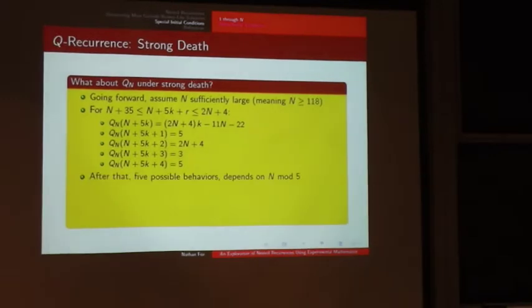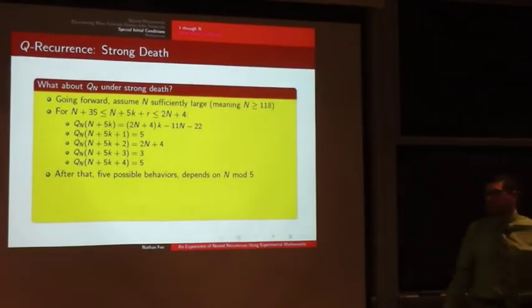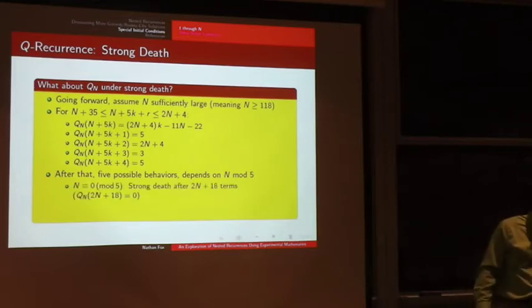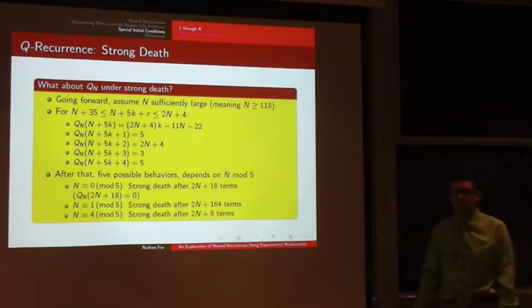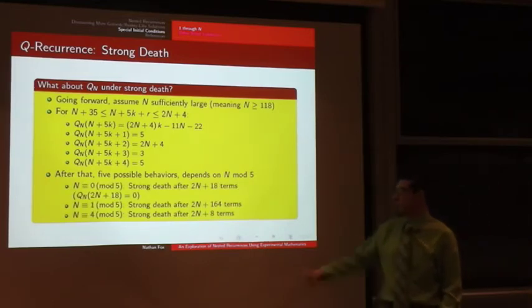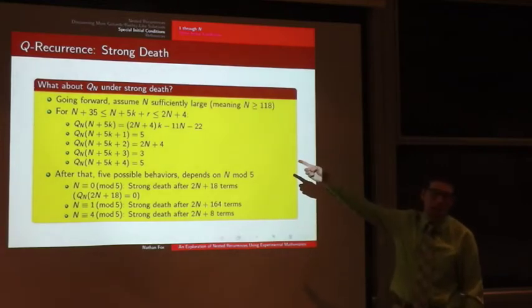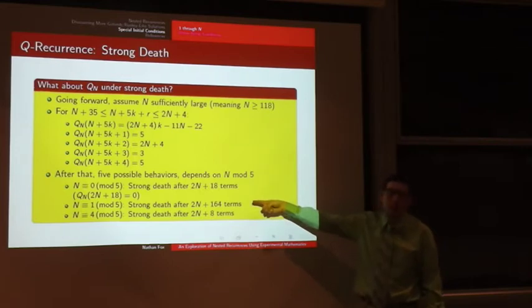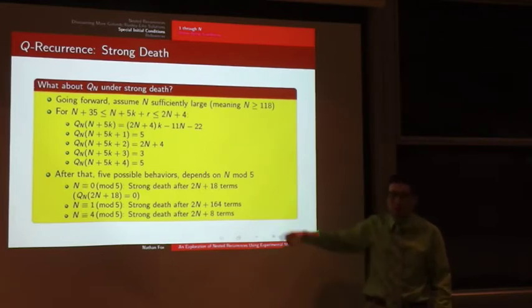So what happens next? Well, we have to say, what's n mod 5? There are 5 cases. If n is 0, 1, or 4 mod 5, the sequence strongly dies not too long after that. This is the case where you actually need the 118. For everything else, 35 suffices.